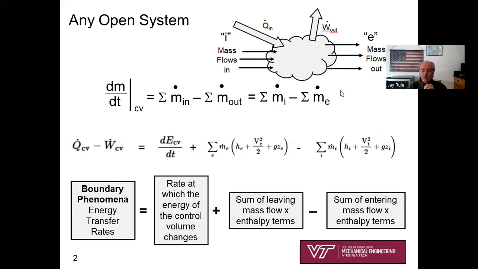In other words, the rate at which the energy of that cloud control volume is gaining or losing energy. And in my world, I think about, kind of getting fatter or skinnier, okay, in terms of energy. Plus another term, if you sum up all the m dot leavings times enthalpy terms, h_e, kinetic energy, potential energy, those would be kind of like an energy transport term leaving.